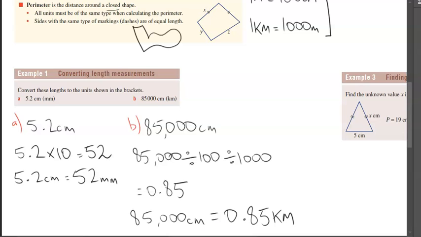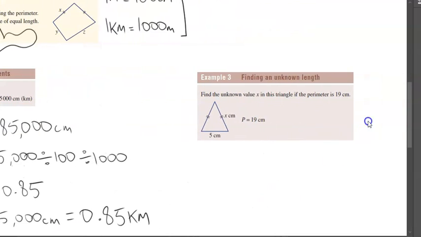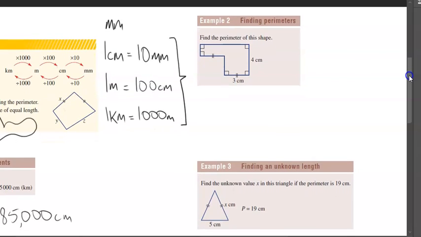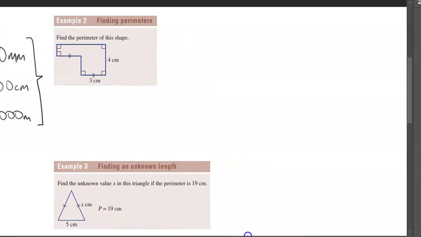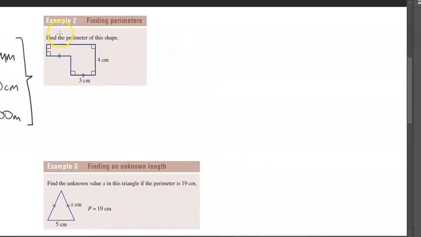So 85,000 centimeters is 0.85 kilometers. The next example is we're going to look at 2 different scenarios you can get when trying to look for the perimeter of a shape. The first one here is we're looking for the perimeter of this compound shape here. So with this irregular shape here, we notice that there are these 2 dashes. This is just to indicate that for every single time we see this dash, this is going to represent 3 centimeters for this case here.